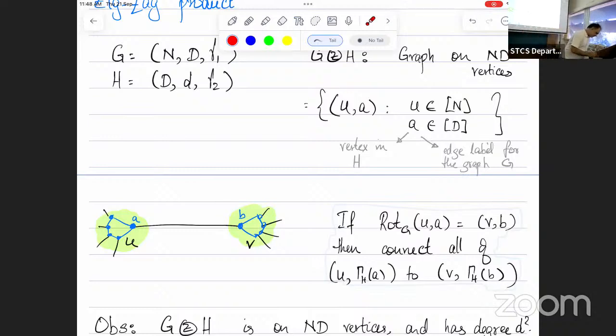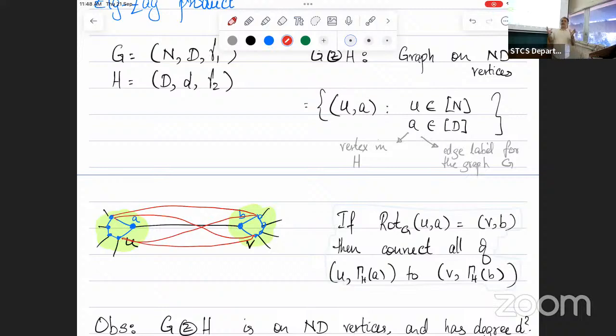So in this case, this vertex will be connected to this, this will be connected to this, and this will be connected to this. So the red edges are the edges of the zigzag product. None of the black edges exist, none of the blue edges exist. The only edges in your graph are these red edges. Okay, so this was the definition of the zigzag product.